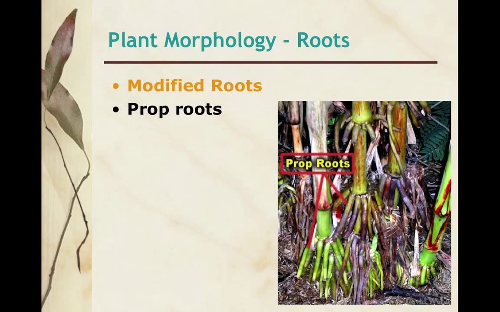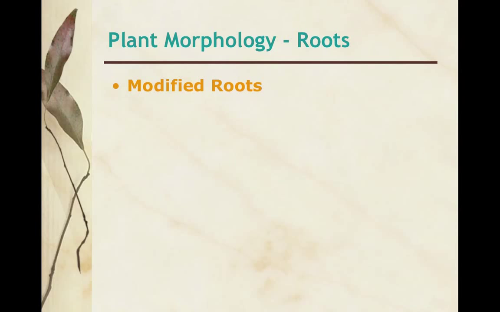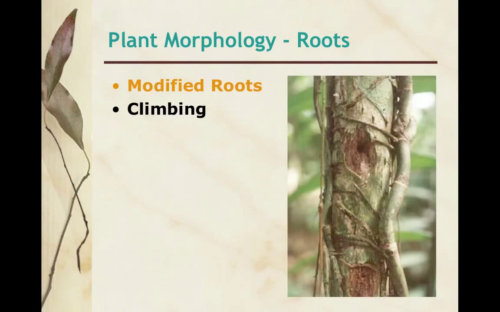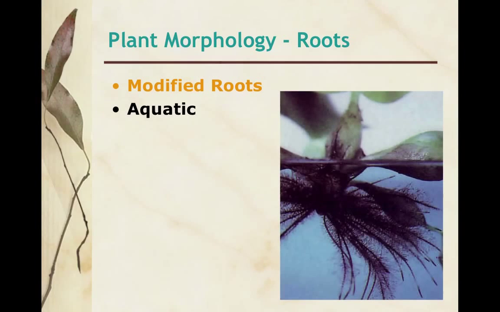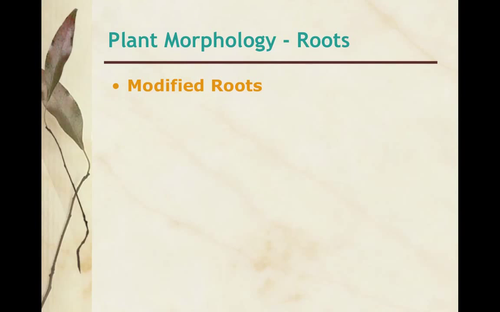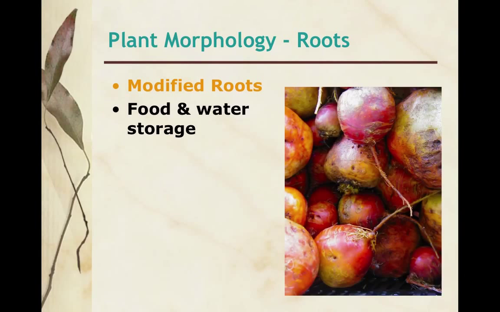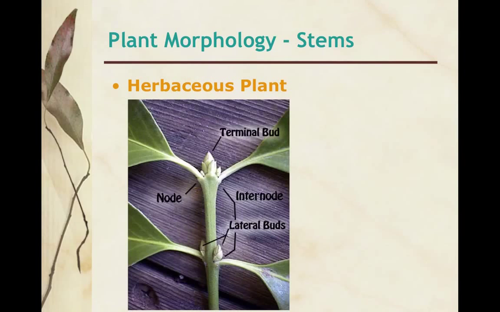And now plants can modify their roots. They can have things like prop roots that help hold them up and support. This is actually from a corn plant. They can use their roots for climbing and support up something. They can have roots that are aquatic and help absorb water. That's from a lily. And they can modify their roots for food storage, like a potato, or that's a beet. So that's an example of those.